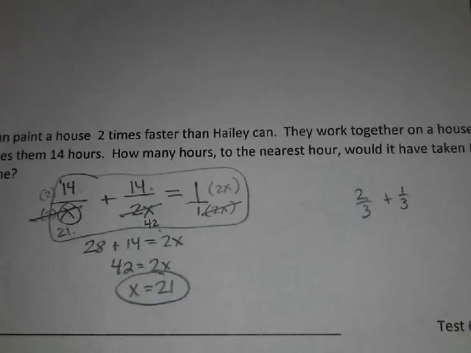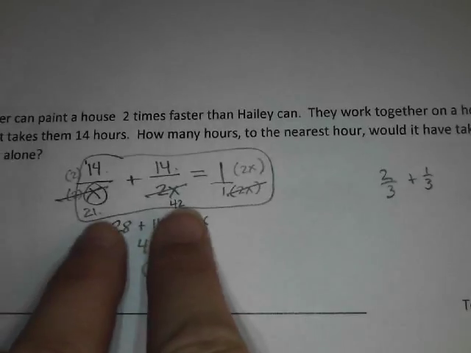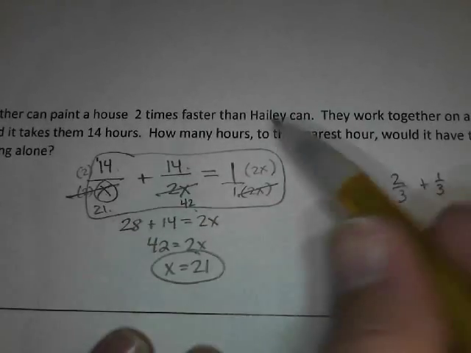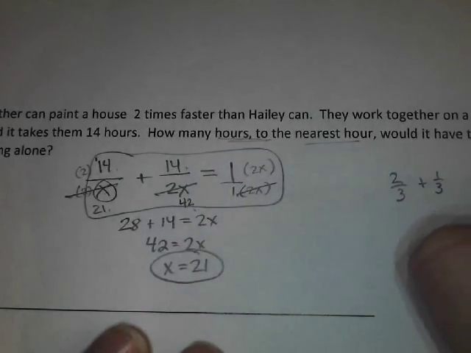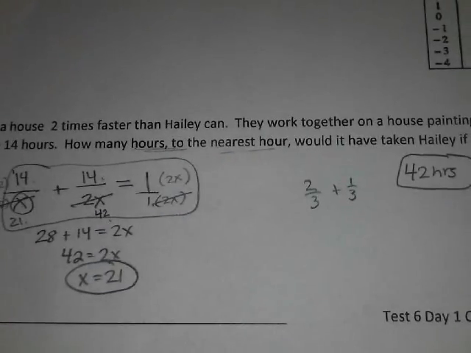Okay? But I think the tricky part is realizing when you're done which one is Haley and which one is her dad, and taking a moment to process that. So even though X is 21, how many hours to the nearest hour would it have taken Haley? 42 hours. Now this one didn't work out that you had to round anything because I changed the 1.5 to a 2, so it worked out to be a nice whole number.